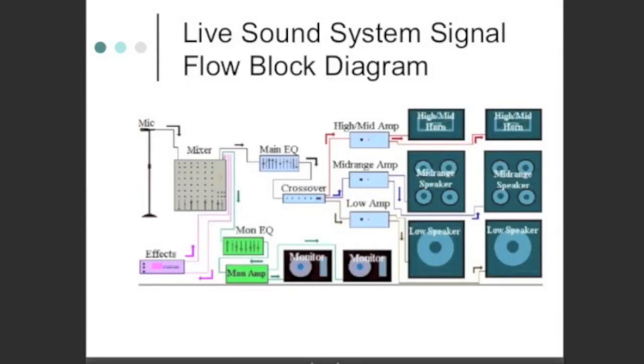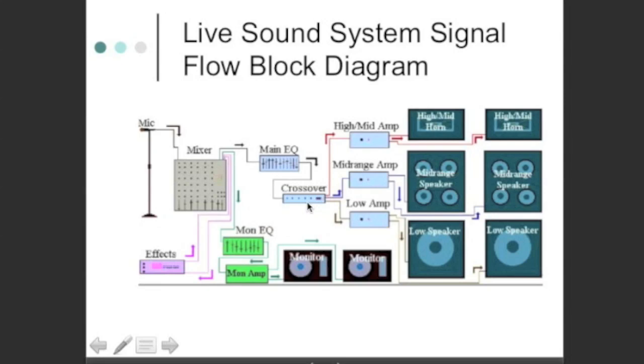What we're looking at here is a block diagram of a live sound system for signal flow. So you can see on the left side of the card you've got a microphone going into a mixer and a mic preamp, and you can EQ it, and then you send it to a stereo bus, you mix it together, and then it goes out to the main EQ, over to a crossover. As you see, here's the crossover here.